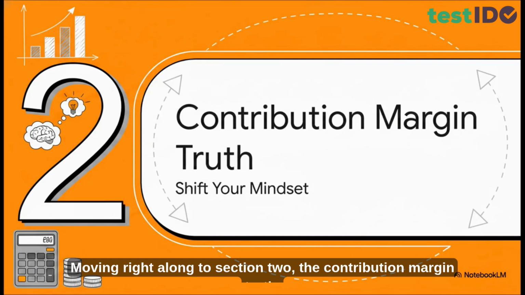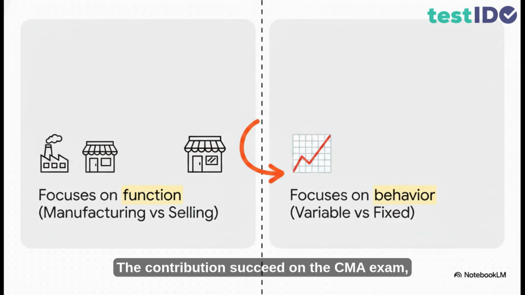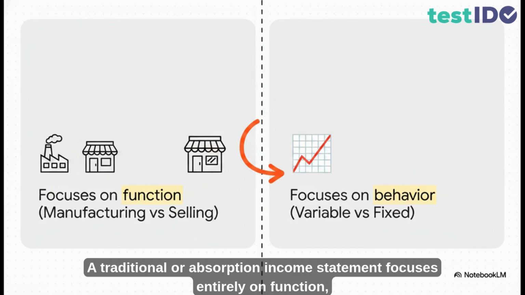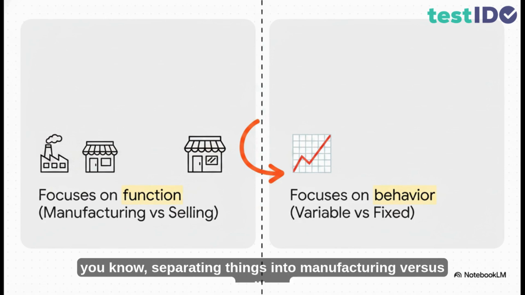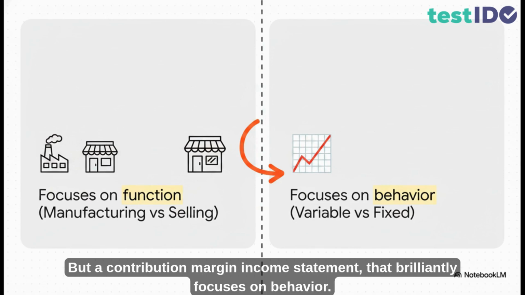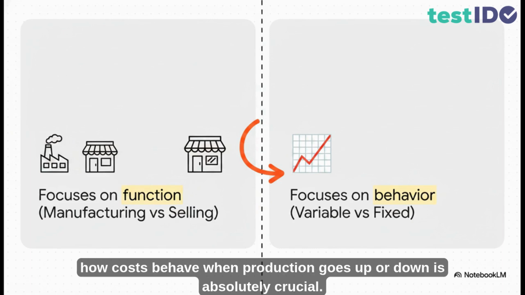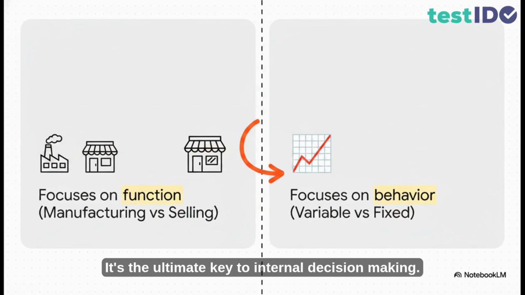Moving right along to Section 2, the contribution margin truth. To really succeed on the CMA exam, you gotta stop thinking like a financial tax accountant and start thinking like a true management accountant. A traditional or absorption income statement focuses entirely on function, separating things into manufacturing versus selling. But a contribution margin income statement, that brilliantly focuses on behavior. It splits costs by whether they are variable or fixed. Understanding how costs behave when production goes up or down is absolutely crucial. It's the ultimate key to internal decision-making.